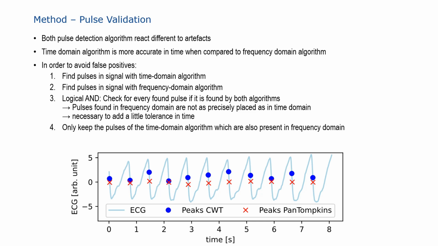First, we detect pulses with the time domain algorithm, and after that we detect pulses with the frequency domain algorithm. Then we check for each pulse if it is present in both results. If yes, we keep the time domain pulse position as it is more precise in time. If not, we discard the pulse.